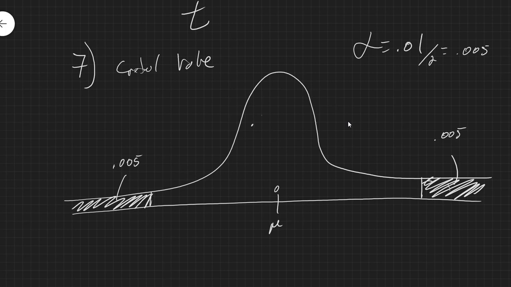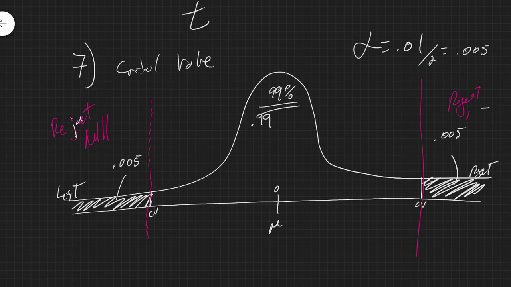They add up together to 0.01, which means that the area under this curve is 0.99, or 99% is in the middle. We split 1% on the right tail and 1% on the left tail, so that looks pretty good. Let's go ahead and draw our lines. If we come left of my critical values here, we're going to reject the null. If we come right of this one, we're going to reject the null. And if not, in the middle, we will fail to reject the null.